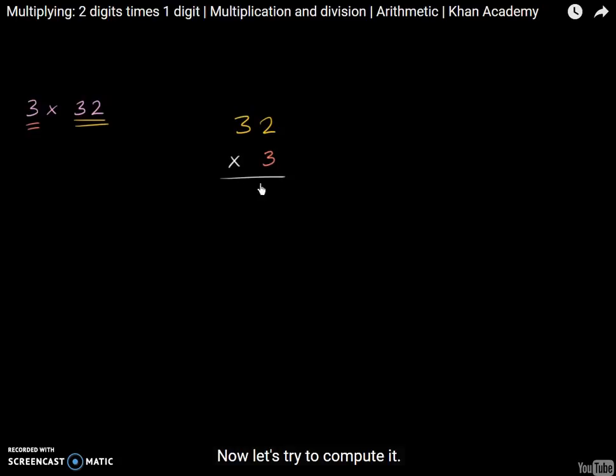Now let's try to compute it. And once again, this is only one way of doing it. There's many ways of doing it, and I want you to think about why this works. So we'll start with this 3 down here, and we're going to multiply it times each of the digits in 32. So we'll start with 3 times 2.